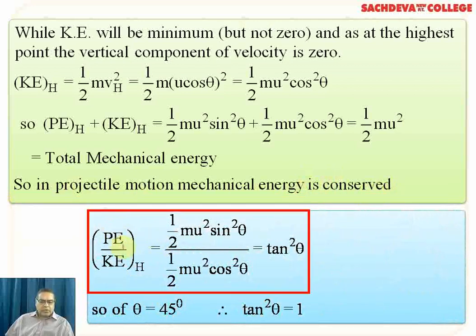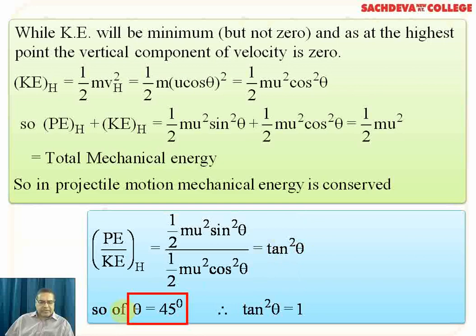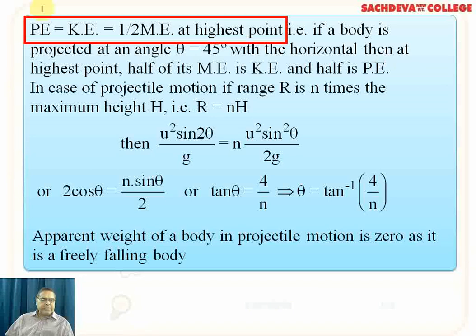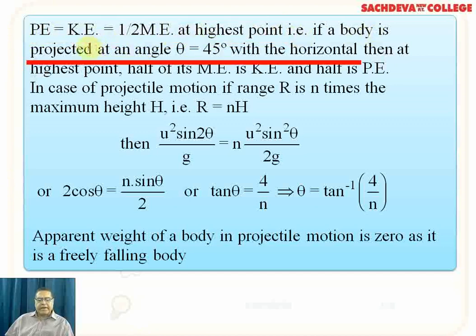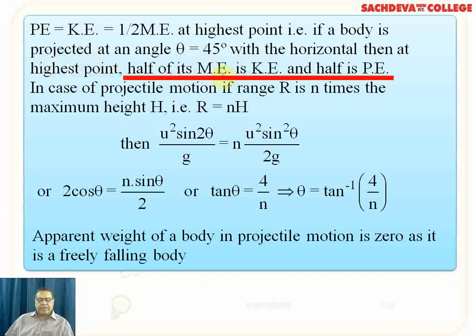The ratio of the two energies is calculated by putting their values, and that comes to be tan square theta. So if theta is 45 degrees, tan square theta will be 1, because tan 45 is 1, and 1 square will remain 1. Potential energy is equal to kinetic energy, equal to half of the mechanical energy at the highest point. If a body is projected at an angle of 45 degrees with the horizontal, then at the highest point, half of its mechanical energy is kinetic and the remaining half will be potential.